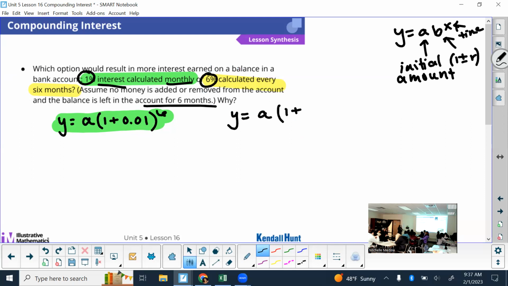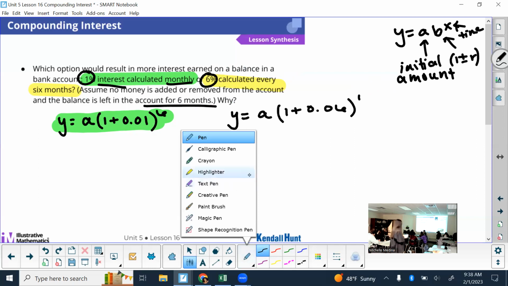0.06. Good. All right. Now class, if this one's calculated every 6 months and 6 months went by, what's going to be my X? 1, because it only applied that interest 1 time. So once every 6 months, only 6 months passed, so just the 1. And that's for the yellow option.